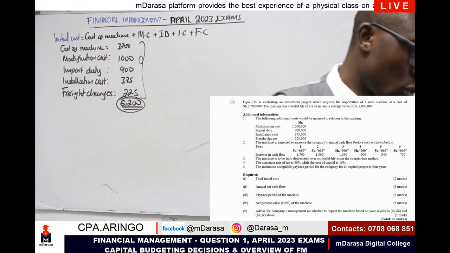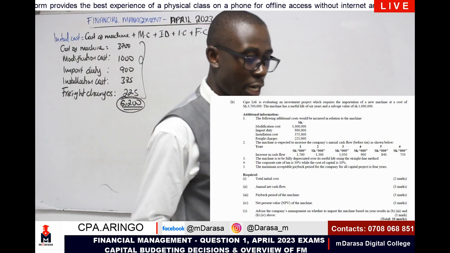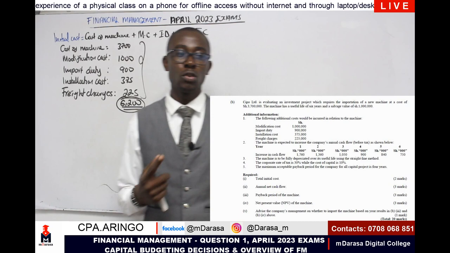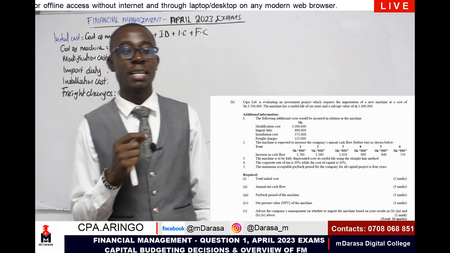Part two of that, we are told annual net cash flows. By the fact that we are given aspects to do with depreciation and you are given tax, literally what the examiner wanted you to compute here is the annual net after tax cash flows. At any given point you have seen tax somewhere, what should always ring at the back of your mind is the annual net after tax cash flows. That is what will be expected to do.